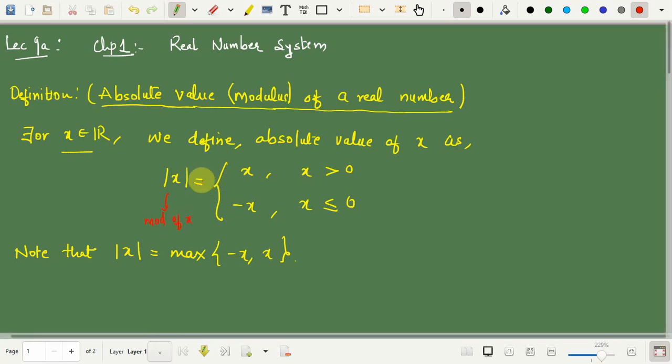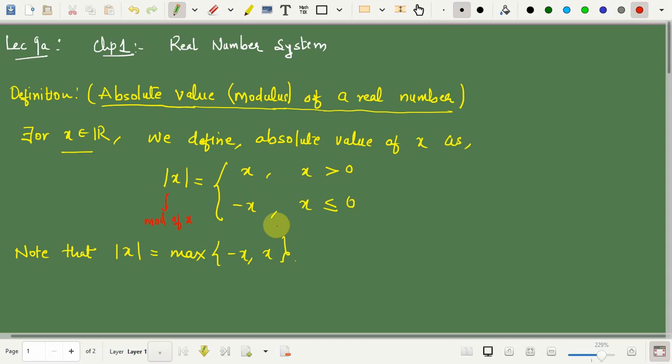Okay. So, it is basically a function which gives you the value for each x. It gives a value x if x is positive, and it is minus x if x is negative, and definitely if x is equal to 0, you can insert that 0 either in this inequality or this inequality, because both will give me 0.